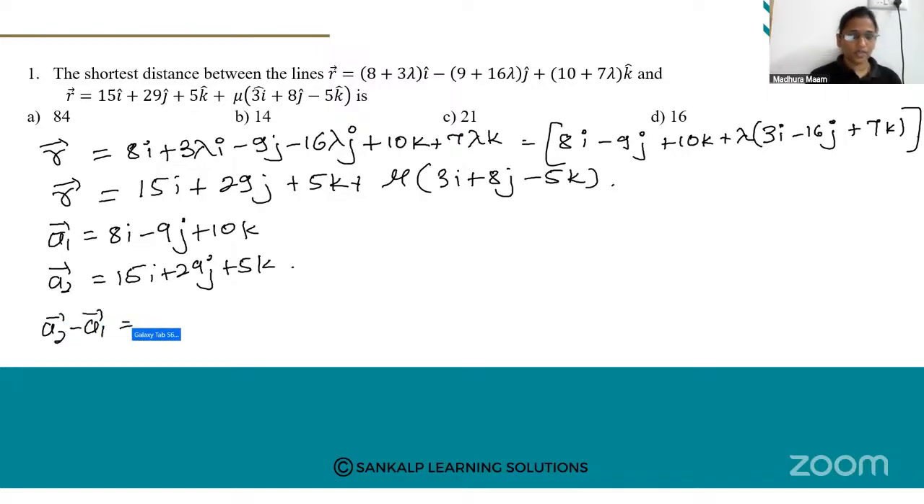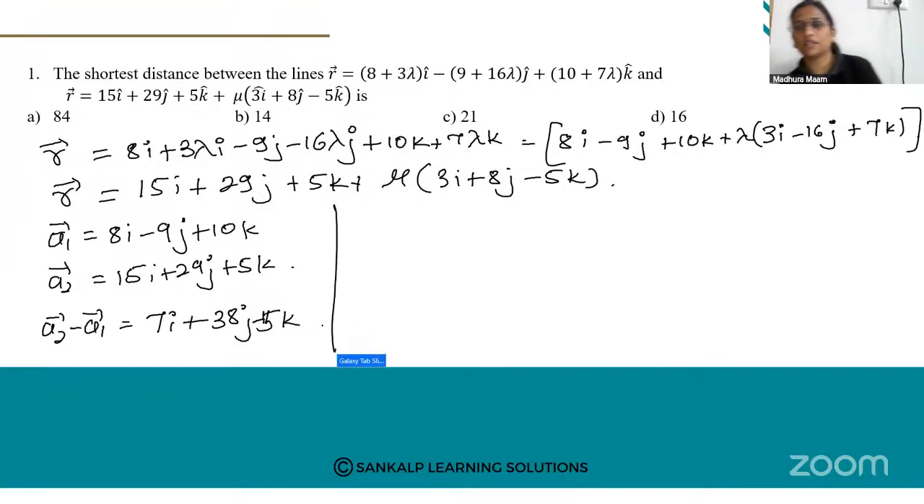So this is a2 minus a1. 15 minus 8, 7i, plus 29 minus of minus 9, 38, 5 minus 10, minus 5k. Correct? Okay, so next b1 cross b2.